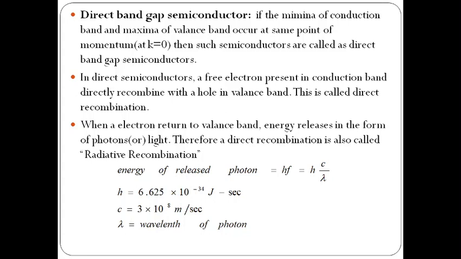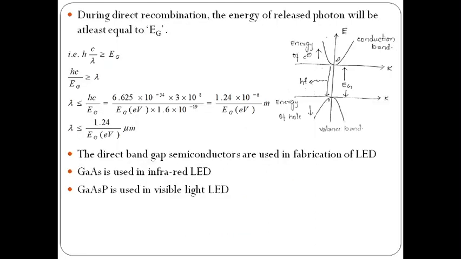When an electron returns to the valency band, energy is released in the form of photons or light. Therefore, direct recombination is also called radiative recombination. Yes, the energy of the released photon is h into f. Otherwise, we can write it equals hc by lambda. Here h is the Planck's constant and c is the light velocity. Lambda is the wavelength of the photon. It is all discussed in the previous video also.